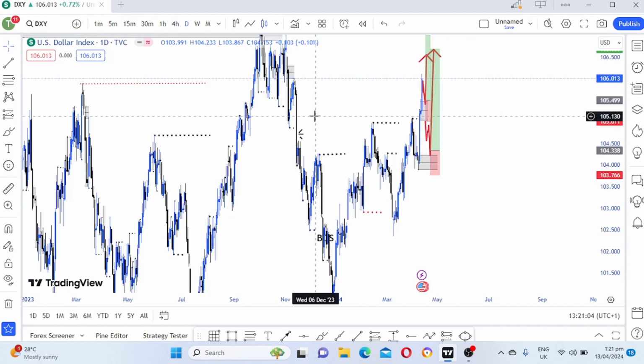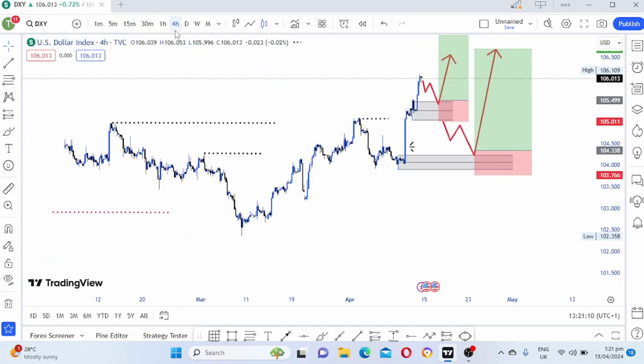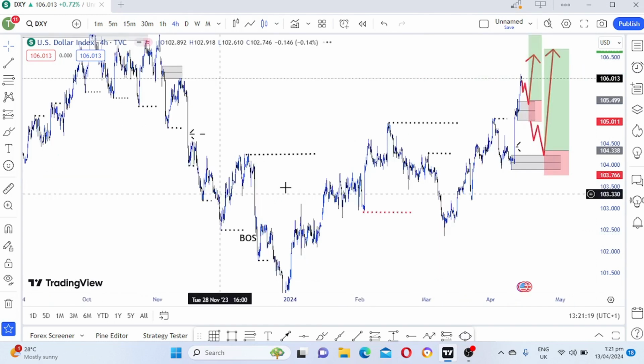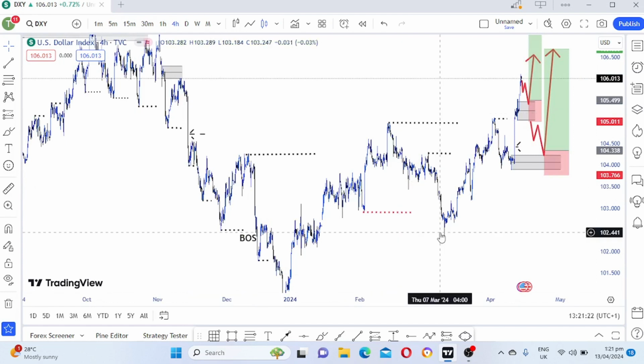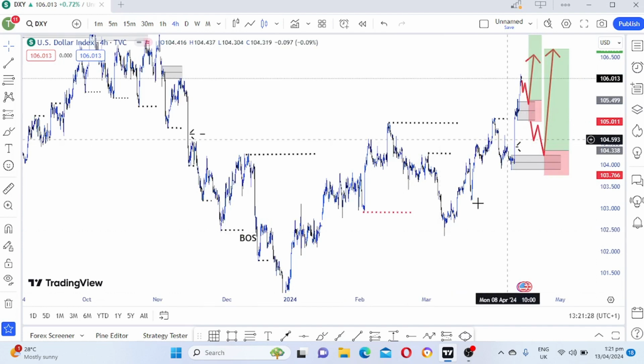But let's zoom in on H4. As you can see on H4, we are breaking structure to the upside, as you can see on the screen. We have a break of structure, a pullback, and then we bought. A break of structure, and then we bought. So now we are expecting the same thing here. We might expect the same thing, as you can see here on the charts.